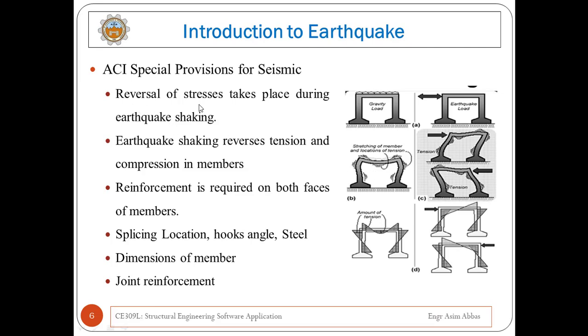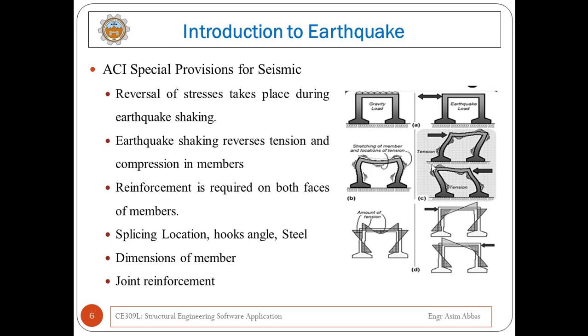Actually, in the earthquake load case, the reversal of stresses takes place, right? So in case of earthquake, the tension is converted to compression, and compression is converted into tension in the different phases and different modes of earthquake shaking. Okay, that's why the earthquake response compared to a gravity load is very uncertain. We cannot determine whether there will be tension or compression.